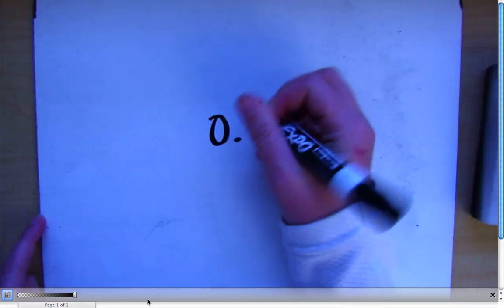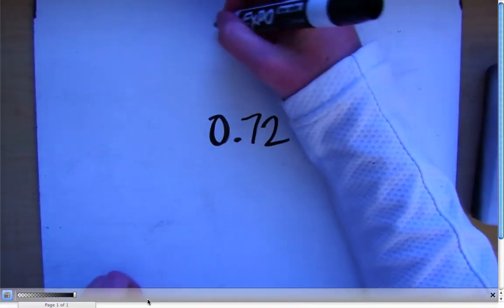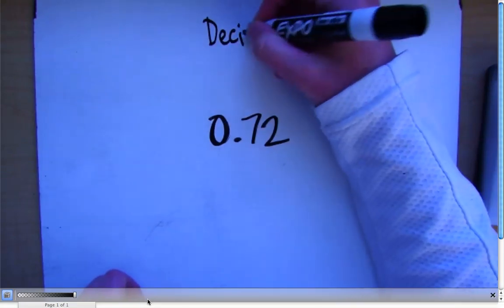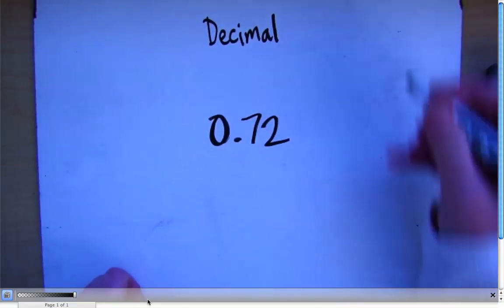This is about percents, and we're going to show how we can use proportions like in the rest of our unit to help with percents. So first of all, let's talk about converting percents. If I start with a decimal, for example 0.72, how can I turn that to a percent? I want to convert it to a percent.